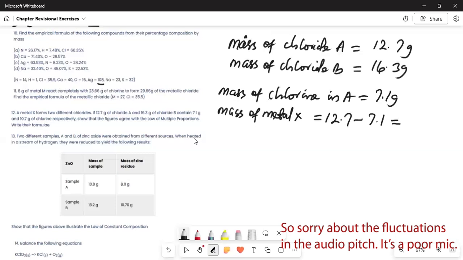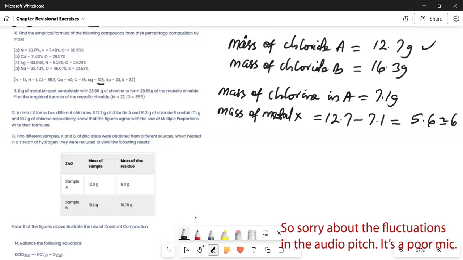So 12.7 minus 7.1 is 5.6. If I round that to the nearest whole number, 6. That is the mass of X in this chloride. We'll do the same thing for the second chloride.